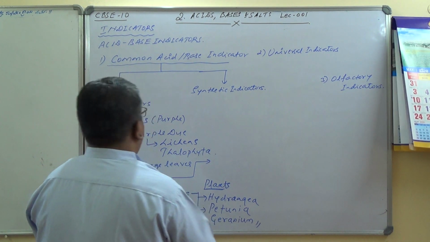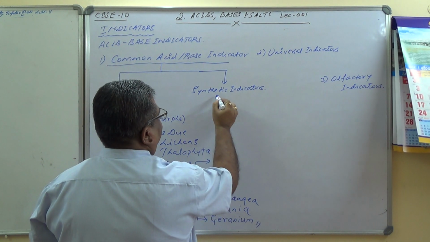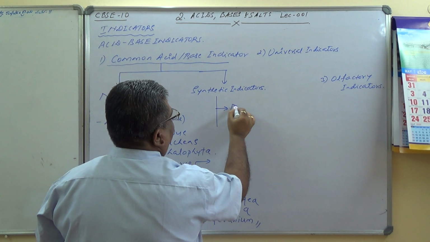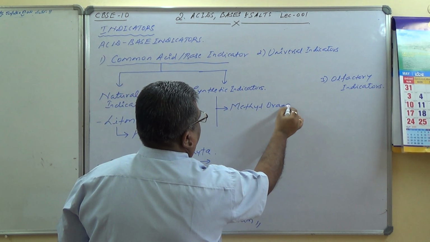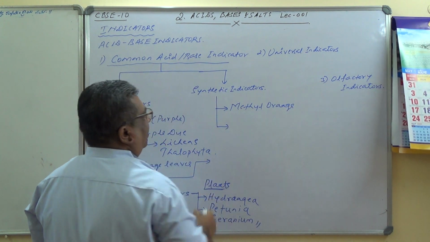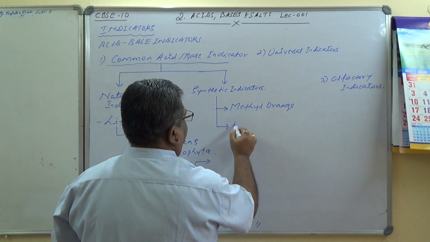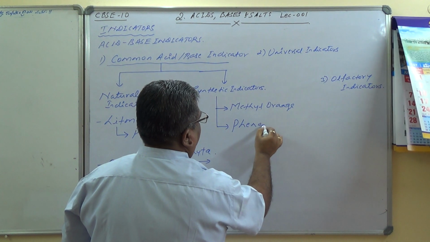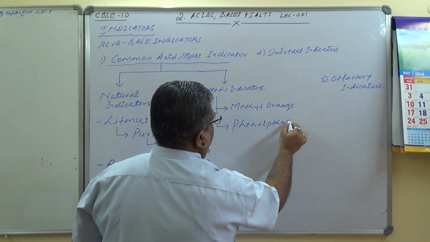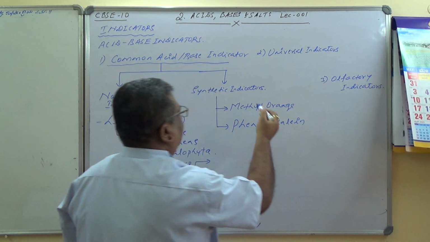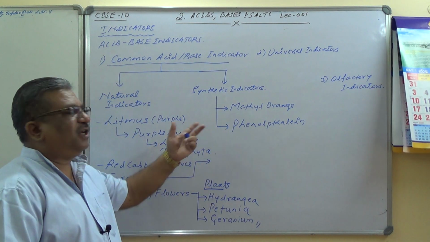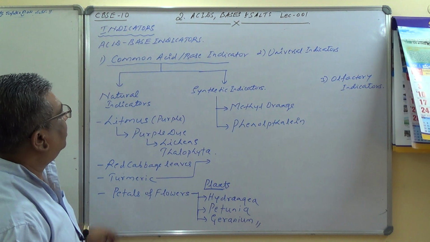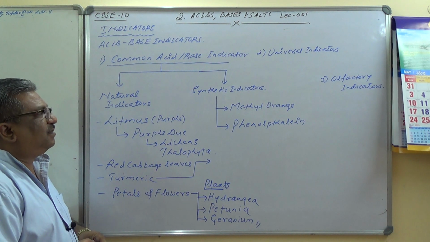Now let us talk about synthetic indicators. Here you have methyl orange, and also you have phenolphthalein. Methyl orange and phenolphthalein are synthetic indicators which are manufactured basically. Okay, so these are common acid base indicators.